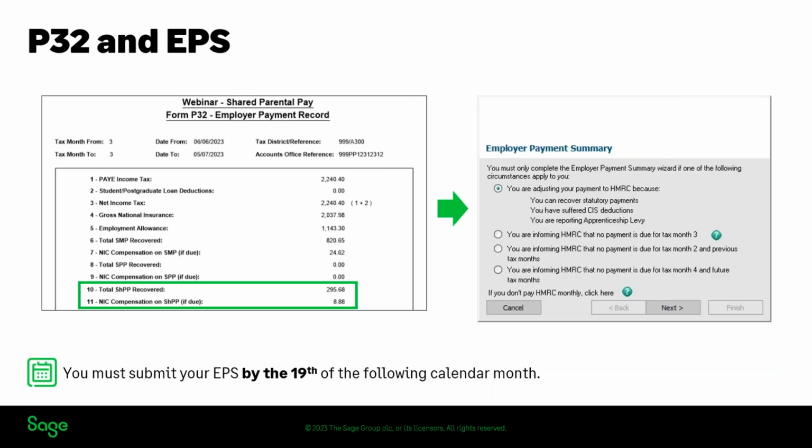And when it gets to the end of the month, once you've completed your payroll for that month, you'd run a P32 report, and this shows you the amounts that you've recovered. So it'll include the NIC compensation if you get that small employer's relief, but you will need to report those values to HMRC by sending an EPS, an employer payment summary, which needs to be sent no later than the 19th of the following calendar month.